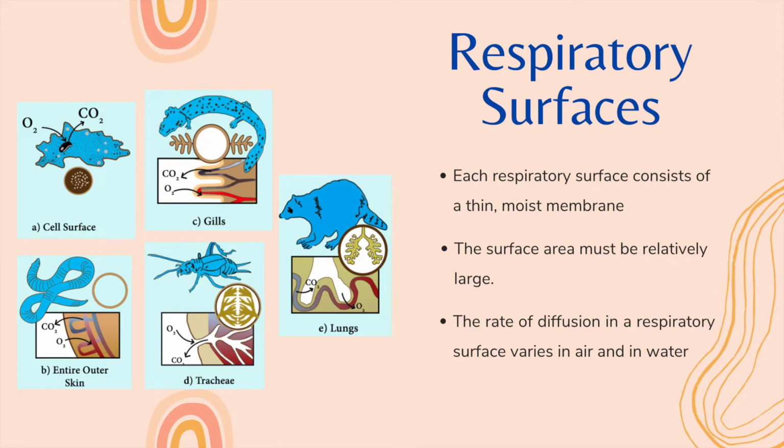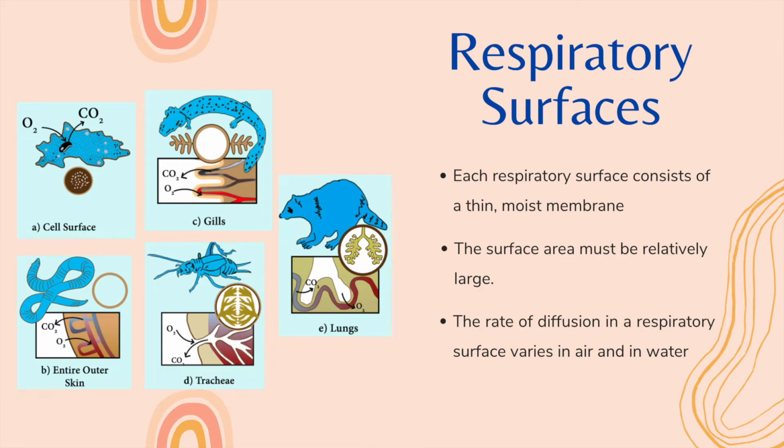Regardless of what type, all of these structures share three characteristics. First, each respiratory surface consists of a thin, moist membrane across which oxygen and carbon dioxide diffuse. The respiratory surface is thin because gases diffuse quickly only over very short distances. And it must be moist because a gas can only diffuse across the plasma membrane of a cell when it is in a solution. Second, its surface area must be relatively large. The greater the area of a respiratory surface, the more molecules can cross the surface at once.